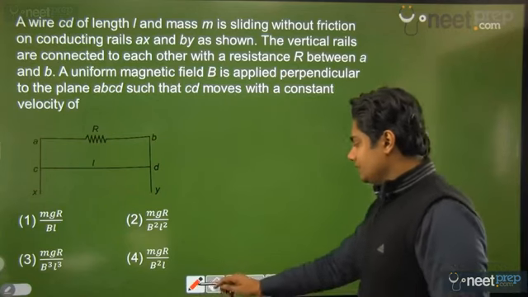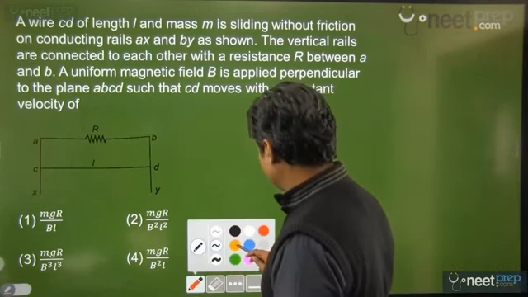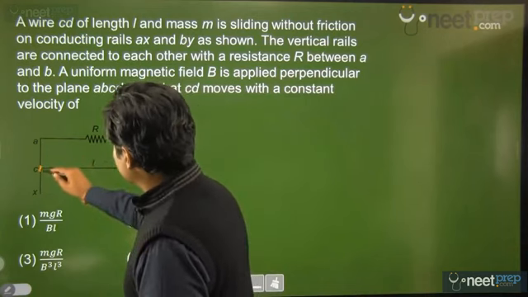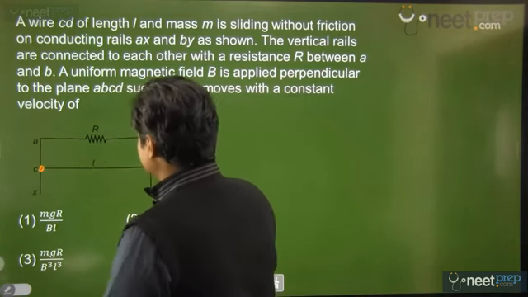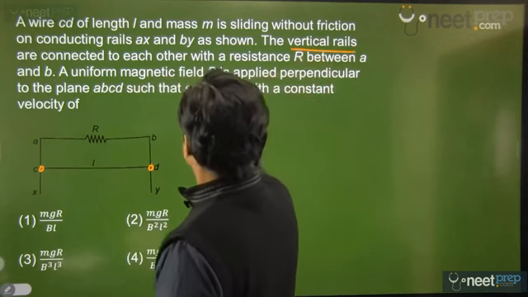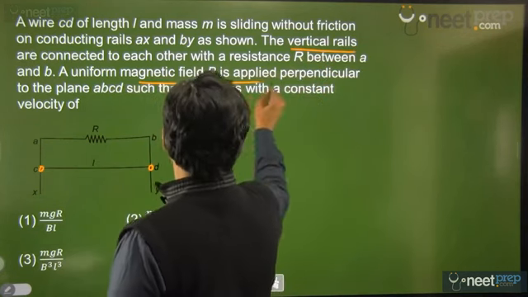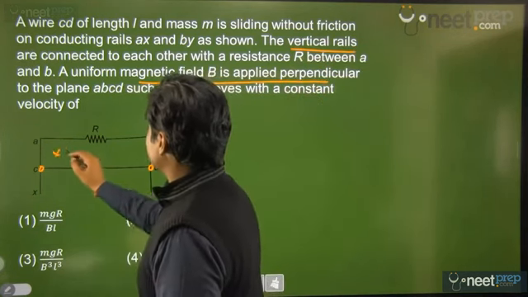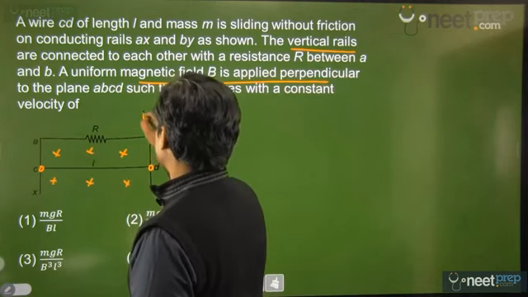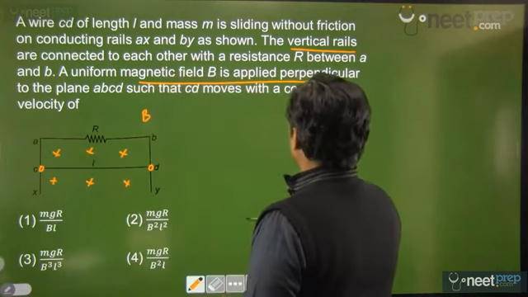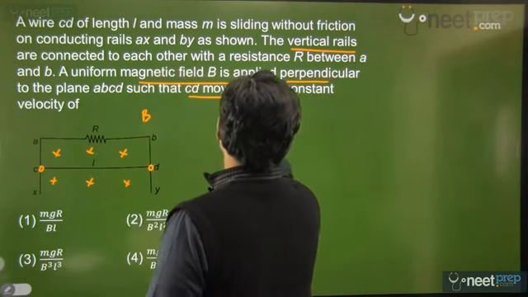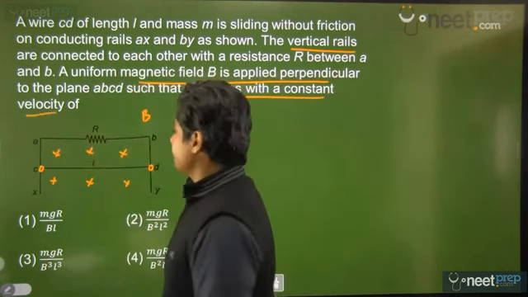Now in this case, this is a question based upon the conservation principle. There is a wire CD which is connected to vertical rails and it is falling down. There is a uniform magnetic field B perpendicular to this vertical plane. They are asking to find the velocity such that the CD moves with a constant velocity.